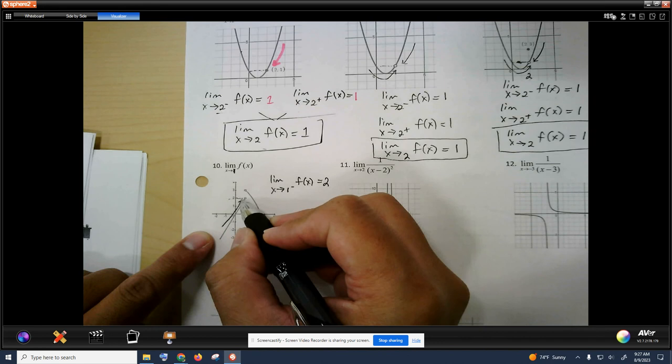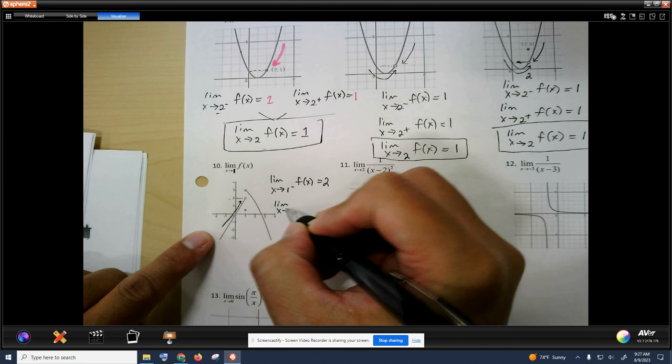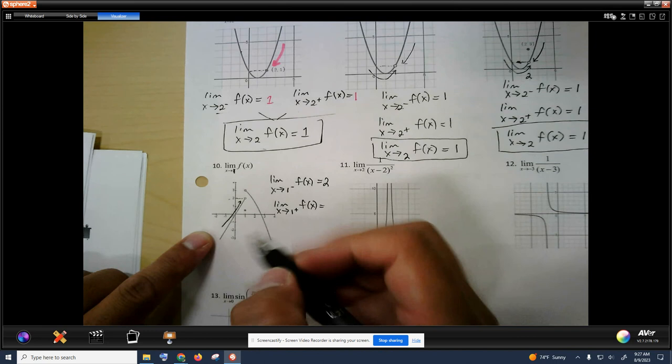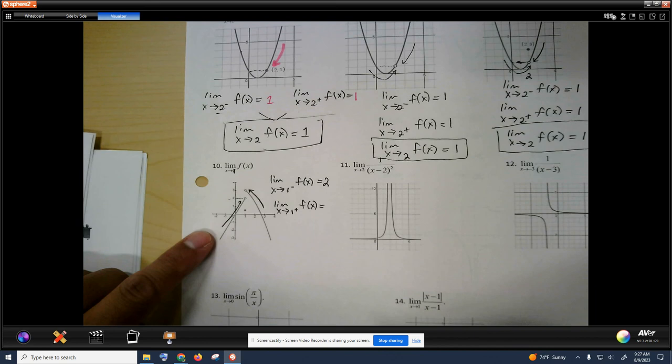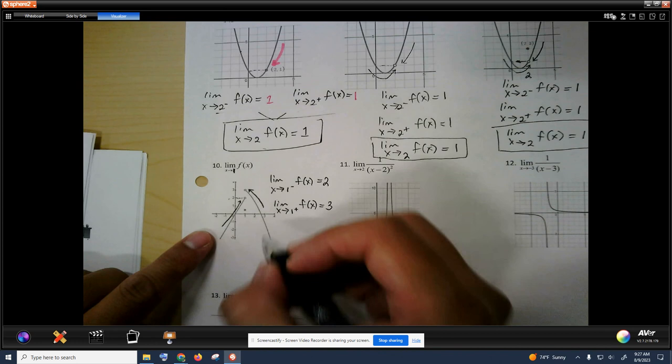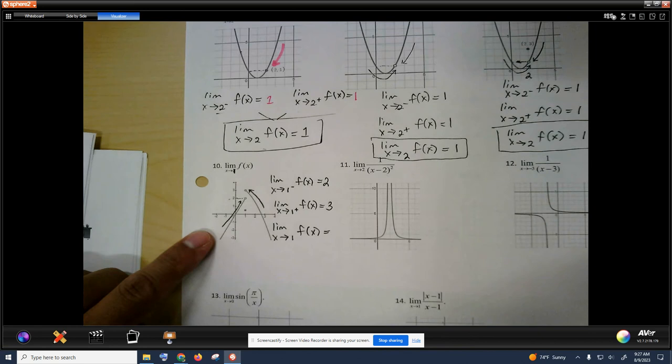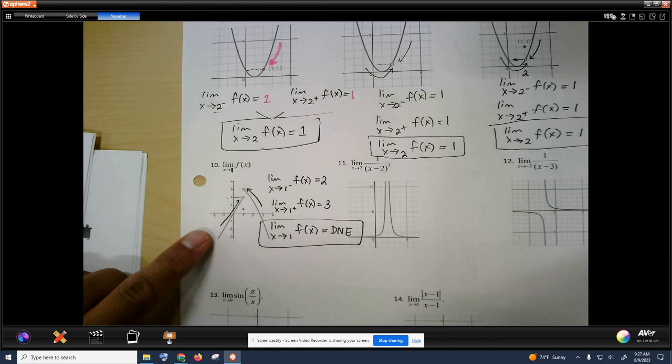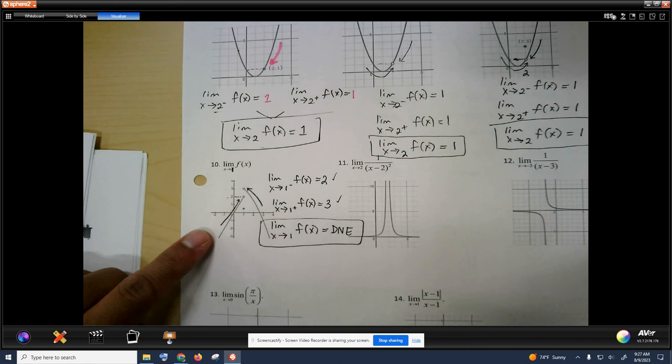And then you check from the right with your little notation. What does the y value look like it's getting to? 3. Okay, left is 2, right is 3. So what is your final conclusion? Does not exist. If they want you to prove if the limit exists or not, you will prove it this way: left limit, right limit. I know that the limit does not exist.